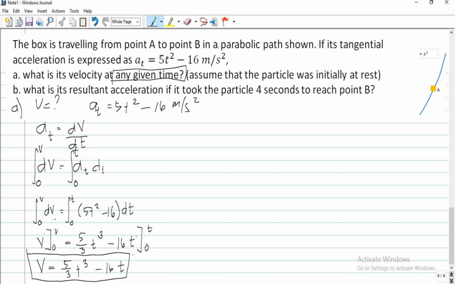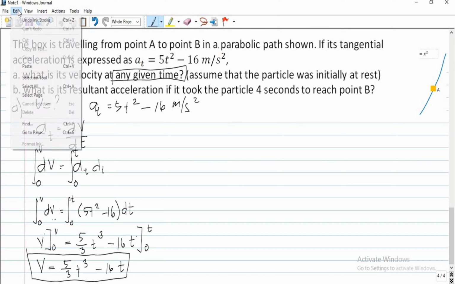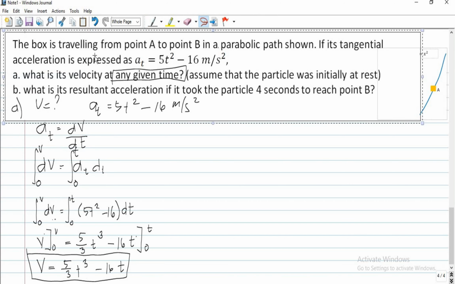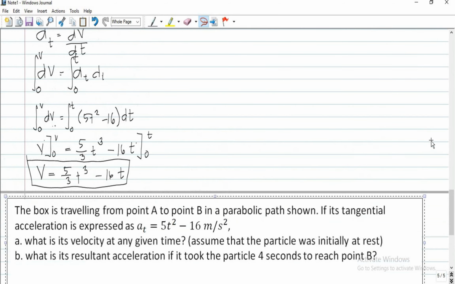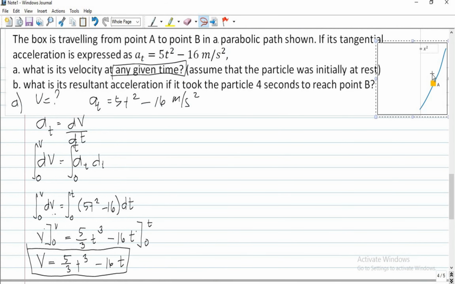Baka may magtanong ulit, bakit wala yung plus c? Diba sa integral calculus kasi natin, we always put plus c. Now, again, itong problem na to, this is an example of definite integral, so we don't need to add a constant c. Okay? So, that is the answer for letter A. Let's solve for letter B. Ilipat ko lang. Kopyahin ko lang muna yung figure.